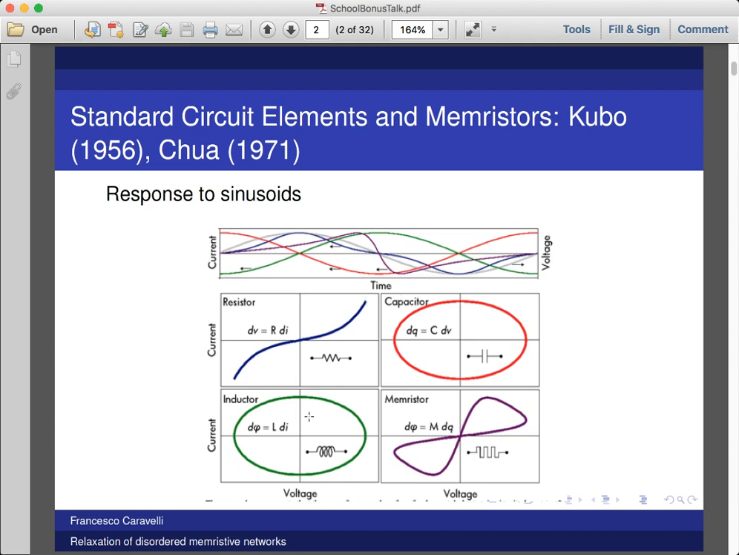Then you have the capacitor and the inductor, and from this perspective, they are very similar. If you look at the current voltage diagram, the response to a sinusoid is going to be an ellipse. And then what I want to discuss is the case of memristors, which are, if you want, something which resembles all the three components before, where when you have a response to sinusoids, you have both a hysteresis and this resistive behavior in which for a zero current, you're going to see zero voltage on the component. And for these reasons, you're going to have a pinched hysteresis loop.